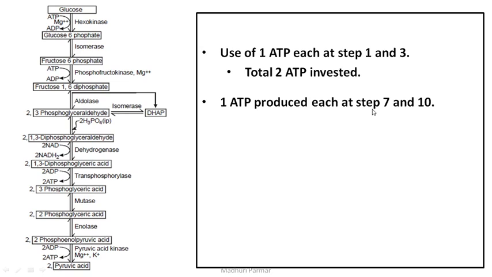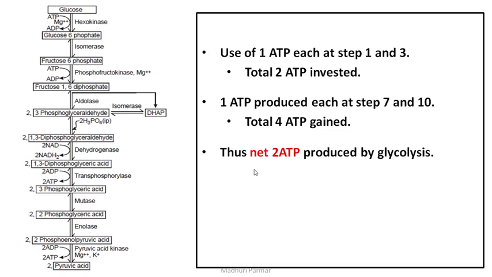Step number 7 is 1,3-bisphosphoglycerate getting converted into 3-phosphoglycerate. So you are getting 1 ATP. And at the 10th step, from phosphoenol pyruvate, you are getting pyruvate. So at this step also you are getting one more ATP. Total, there are 4 ATP which are gained, because everything after this step is happening in 2x. You can see the number 2 ahead of all of these molecules. Thus, the net ATP produced by glycolysis is 2, because 4 you got.